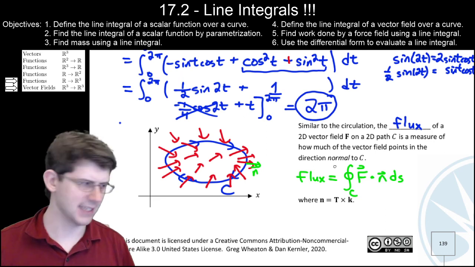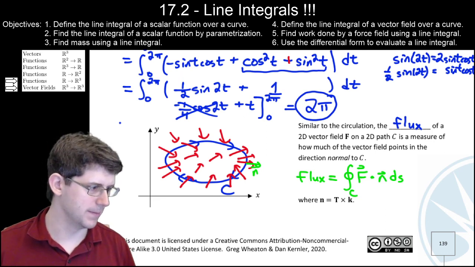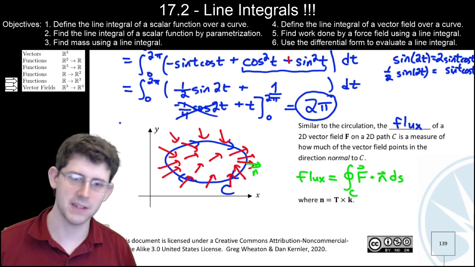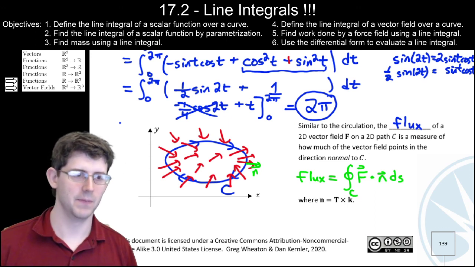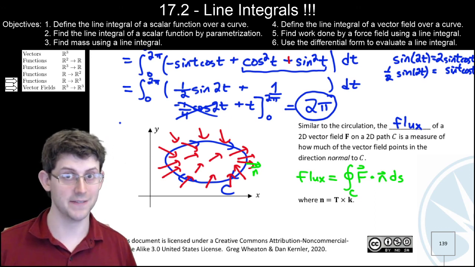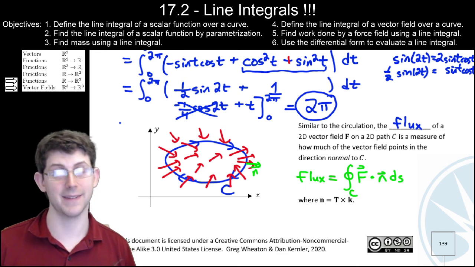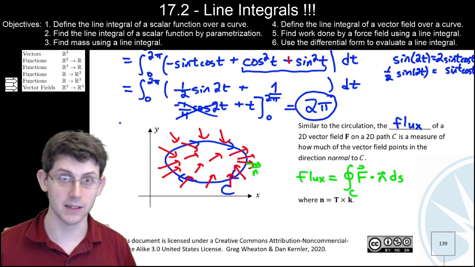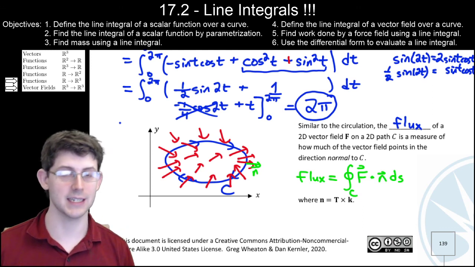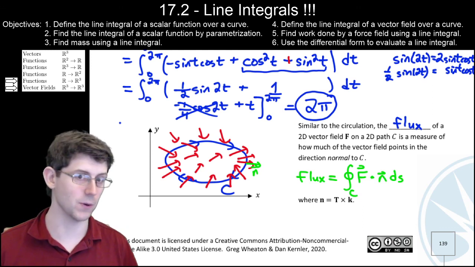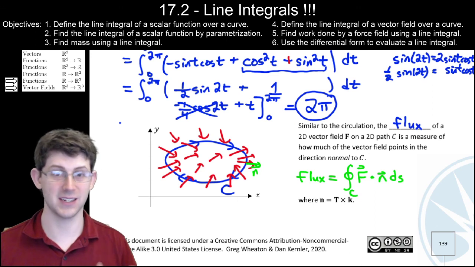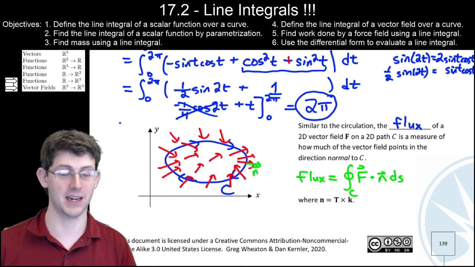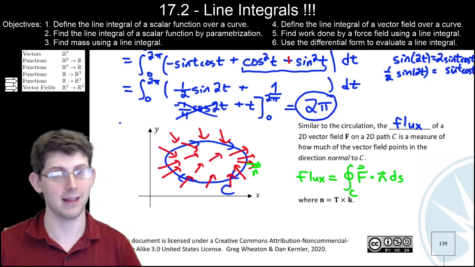I don't think we have any examples to do here. It's just, there's lots of different line integrals. The first kind we did was the line integral of a function, which we used to find mass. The second kind of line integral was the line integral of a vector field, which turns out to be much more important because it's used to find work done by a force field. We can also use it to find circulation and flux of a vector field when we have a closed path.